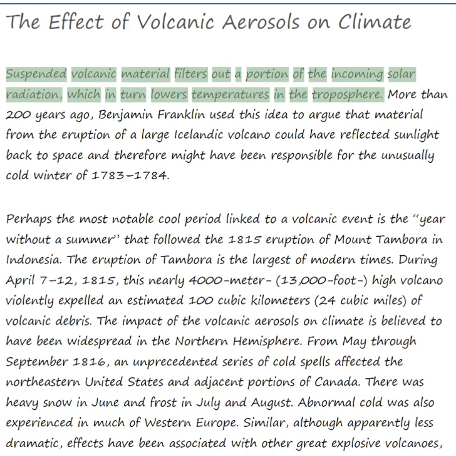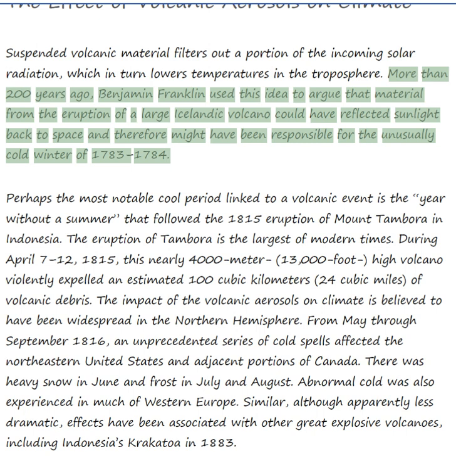Suspended volcanic material filters out a portion of the incoming solar radiation, which in turn lowers temperatures in the troposphere. More than 200 years ago, Benjamin Franklin used this idea to argue that material from the eruption of a large Icelandic volcano could have reflected sunlight back to space and therefore might have been responsible for the unusually cold winter of 1783-1784.